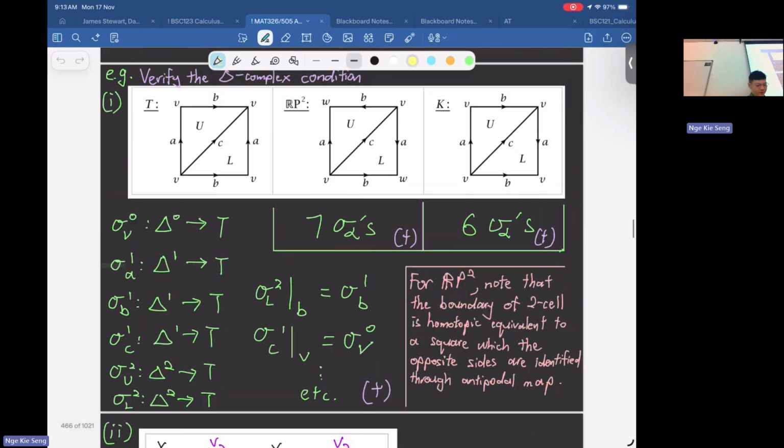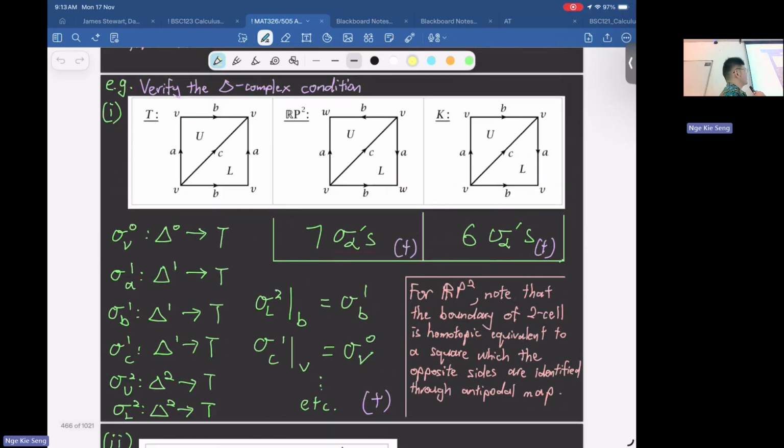Oh, another thing, one more thing. Okay, one more thing is this RP2 here. Last time we said that these three are the three possible orientations that you can put on one simplex, that you can put on this square here.